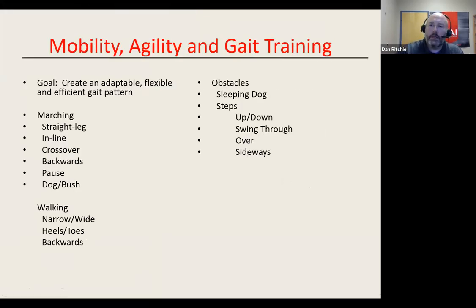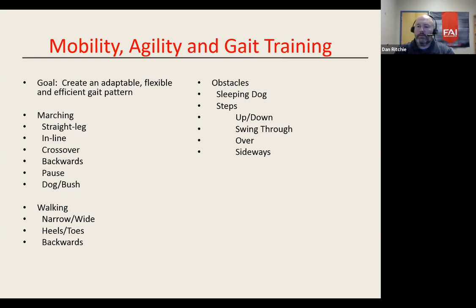So mobility, agility, and gait training. I really encourage you, when you get into the exercise movement patterns next week, if you haven't already, to check out the different balance movements that I've got in there. All sorts of different patterns. We want to be training gait to be more flexible. What we see as people age is their gait pattern gets more and more and more the same. Right? We do the same things every day.